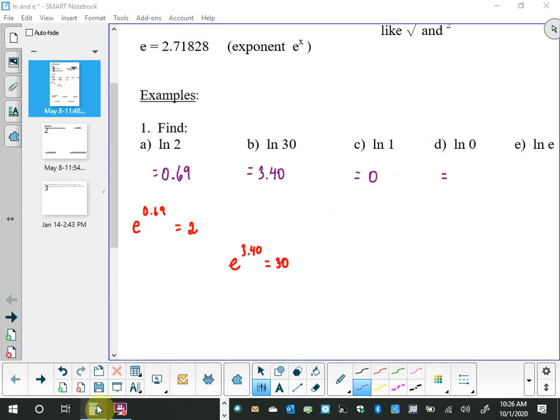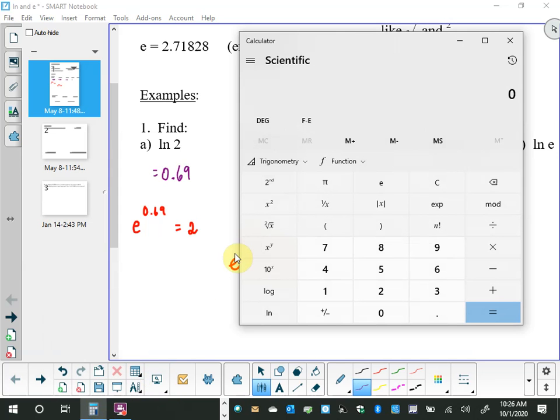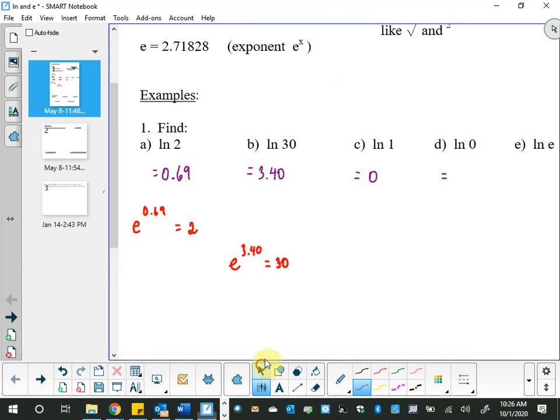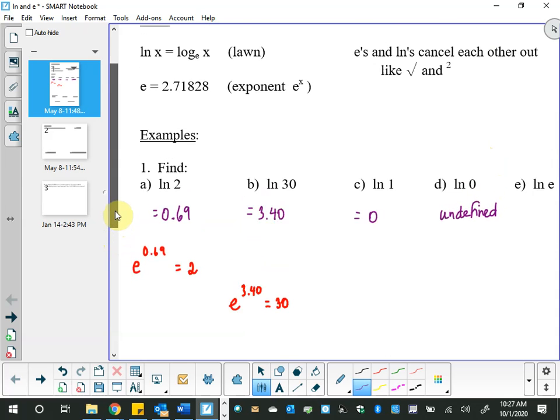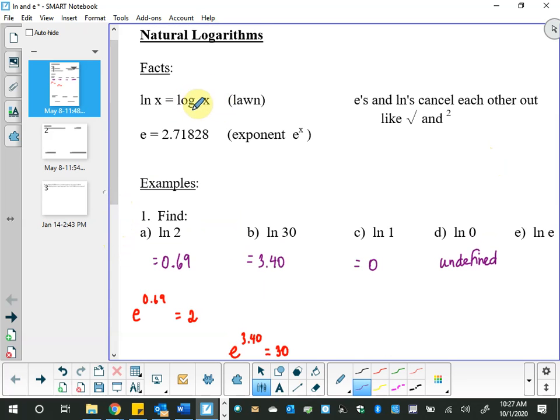But the next question, I'm going to punch in 0 and then hit the ln button. Your calculator might work backwards. And you get an error, and that is expected. And it's expected because you can't take the log of anything that's not positive. And ln's are just special logarithms.